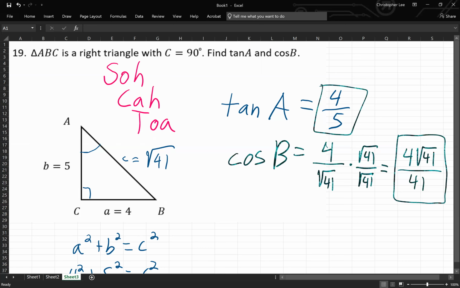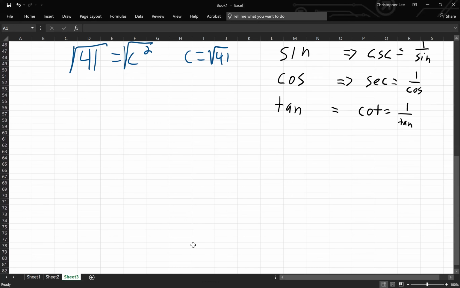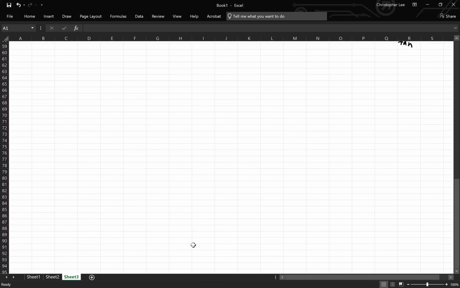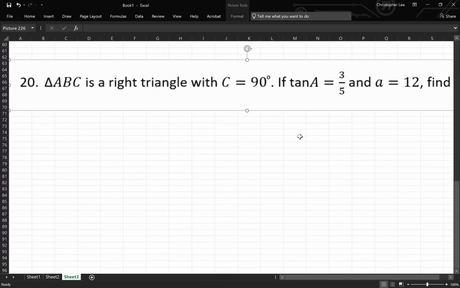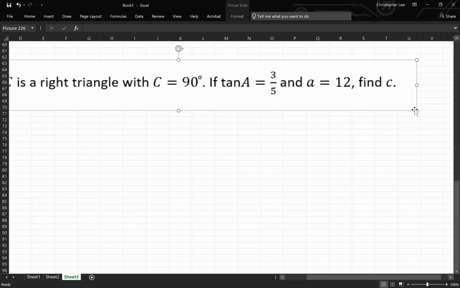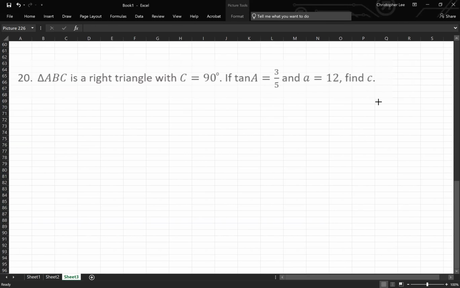Well, let's take a look at that next question. This next question is my jam right here. In this question, they don't give you a triangle. You have to figure it out yourself.